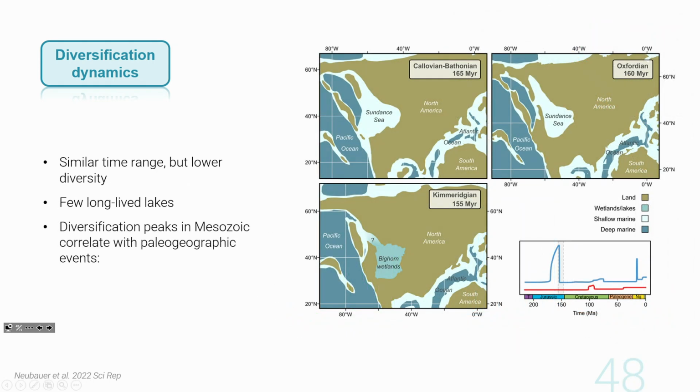If you look at the Mesozoic peaks, it is very clear that this peak links very nicely to the formation of the Bighorn wetlands. So this is maybe the first big freshwater system in the United States. I think it goes into Canada perhaps. And it developed after the retreat of the marine embayment, the Sundance Sea. Here we have actually also a lot of dinosaur finds in this area. This was a wetland, so not one big lake. And it matches very nicely this diversification peak.